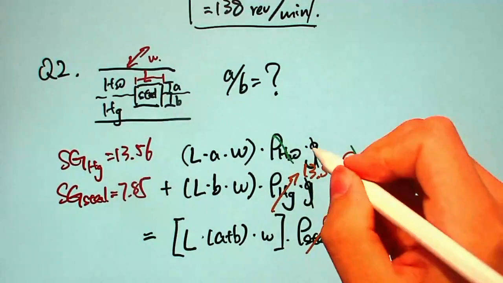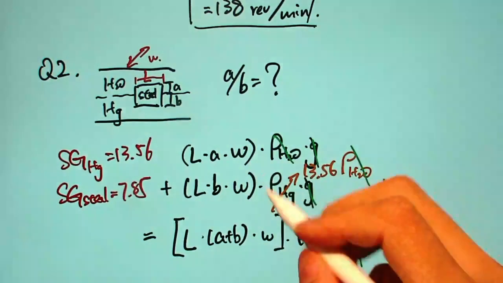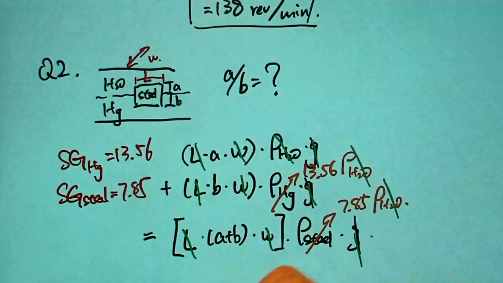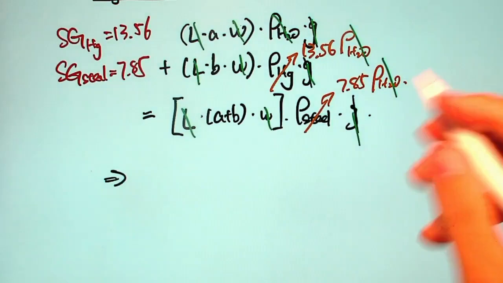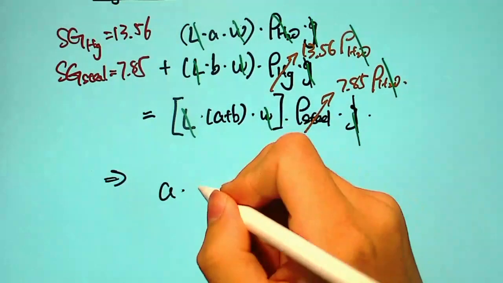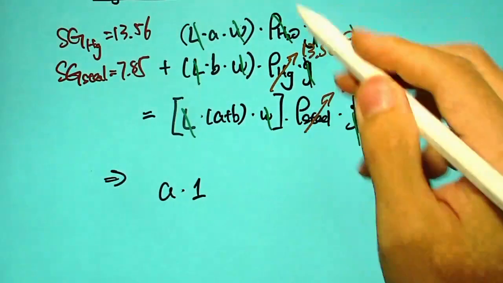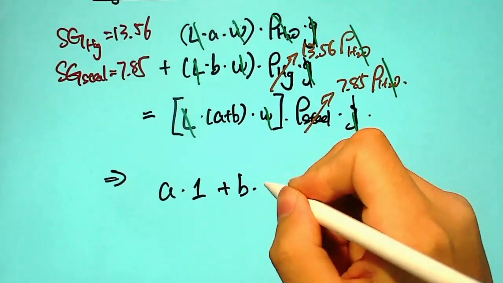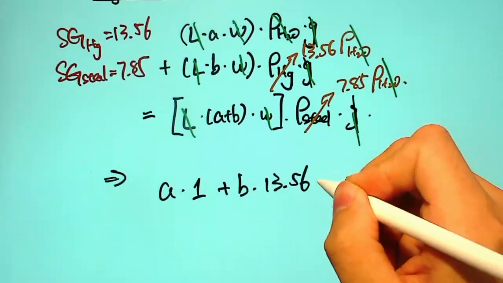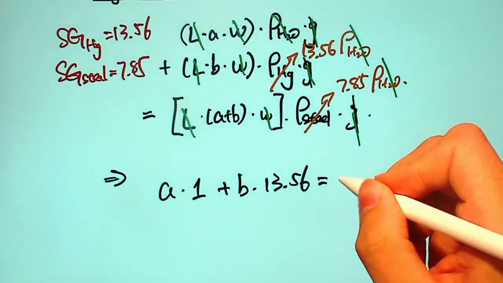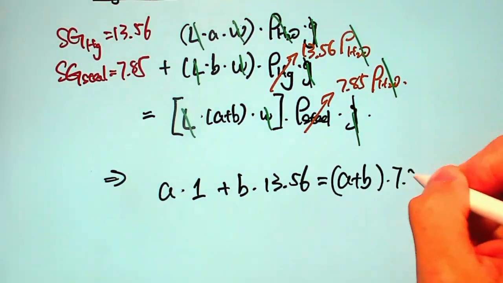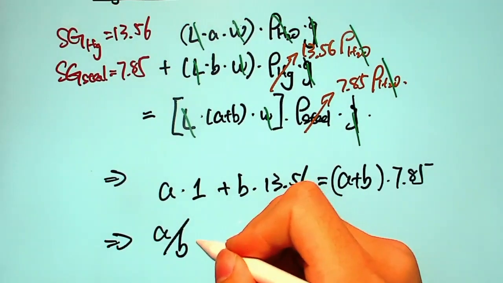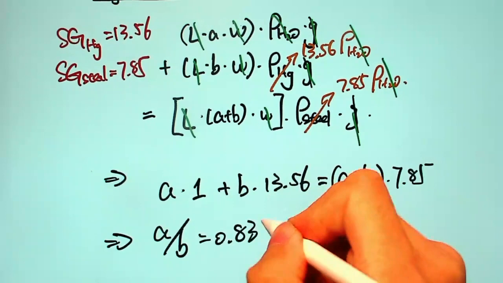So we have water cancelled, gravity cancelled, and width cancelled, L cancelled. So this gives us A times 1, since we cancel the density of water, so A times 1 plus B times 13.56 should equal to A plus B times 7.85. So this is pretty straightforward. We can have the ratio between A and B as 0.834.